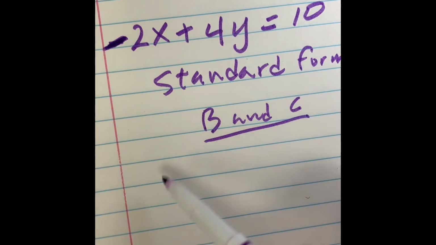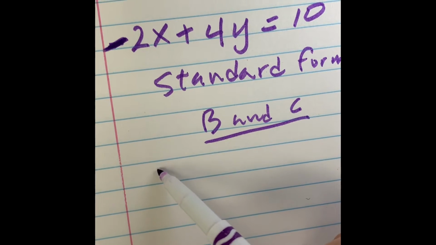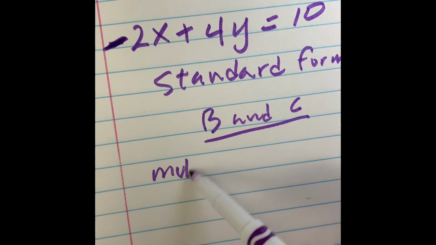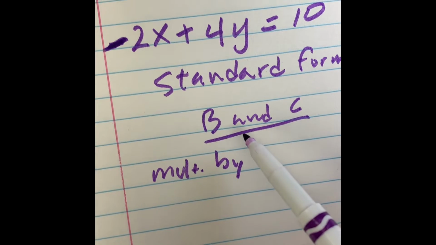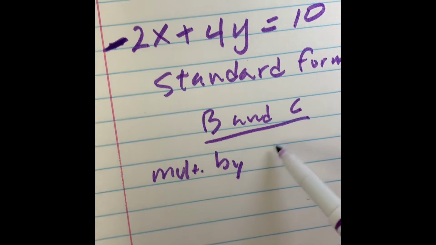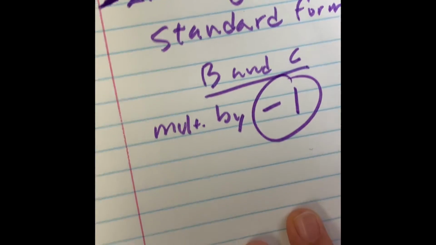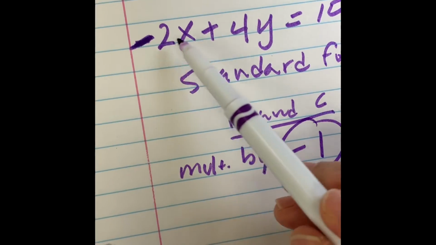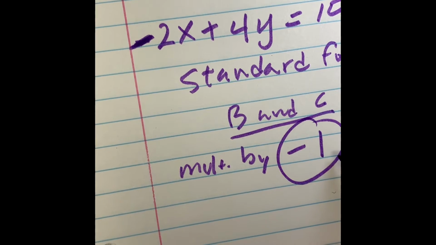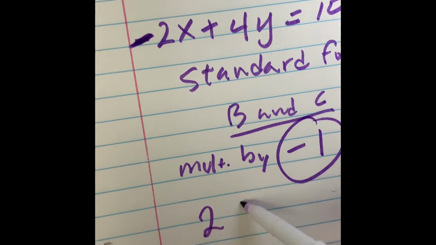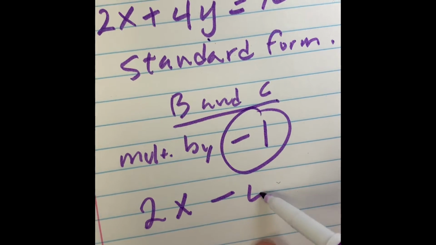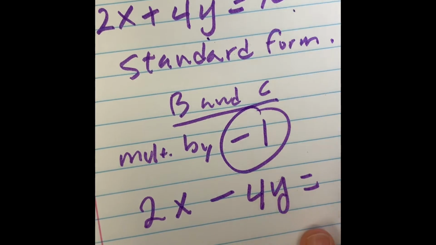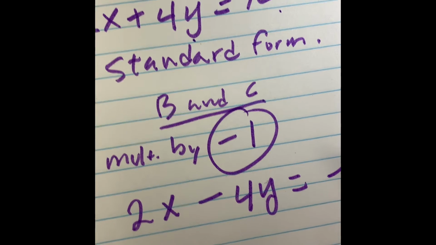Multiply by -1. So I have -2x times -1, which is 2x, right? Minus 4y. Excellent. And then -10. Are we happier? Is it done?